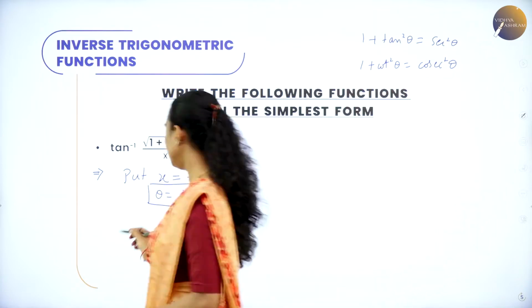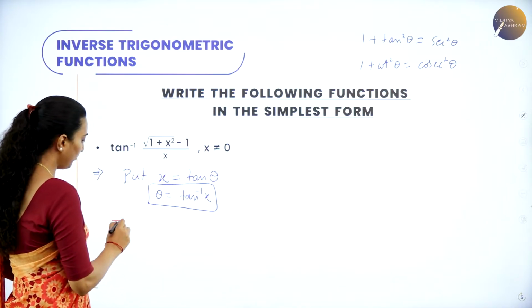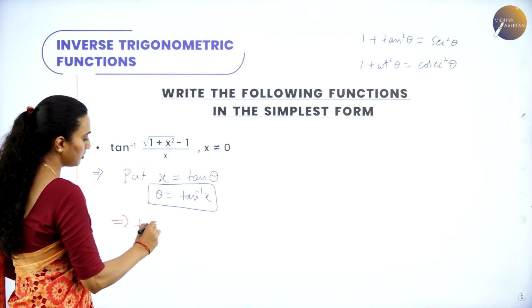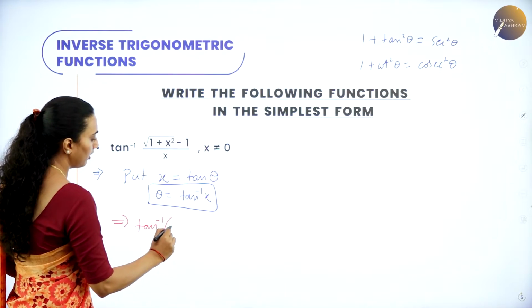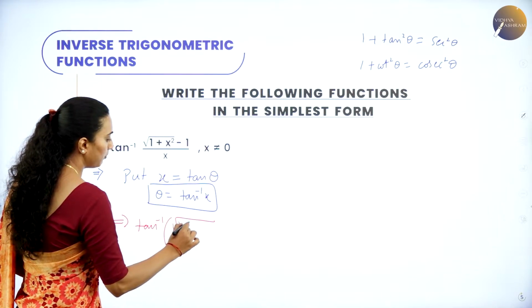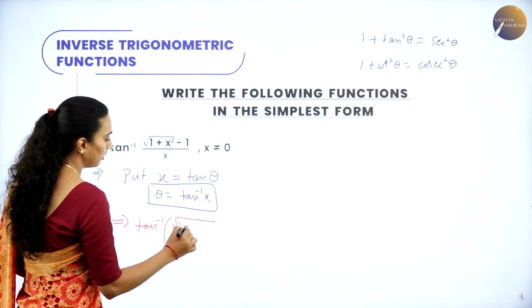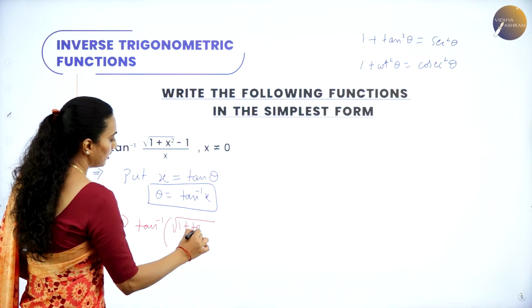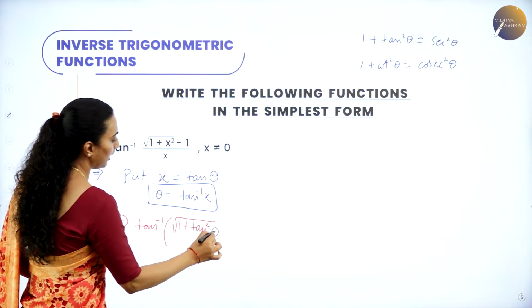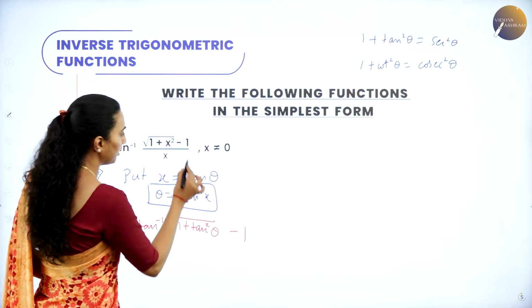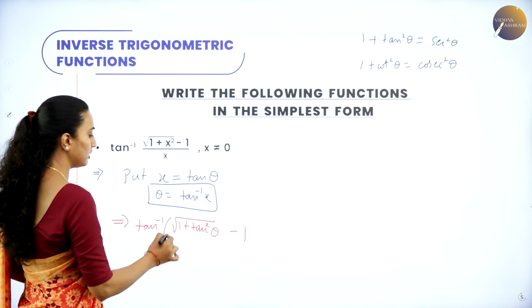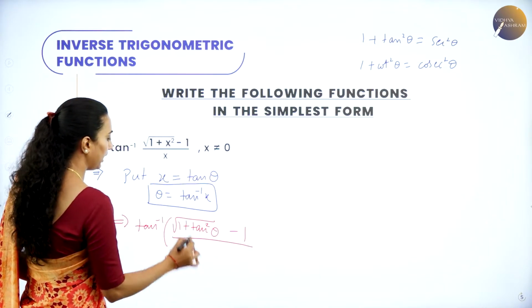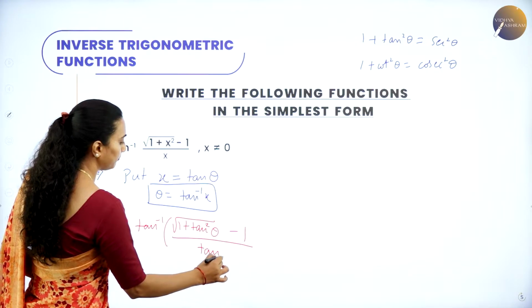So therefore, I can substitute tan inverse of, which implies tan inverse of under root 1 plus tan squared theta, minus 1. Correct na? Be careful, minus 1 is outside the square root. Divided by x, which is nothing but tan theta.